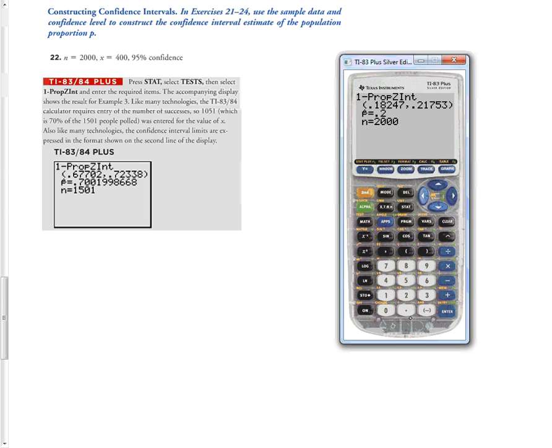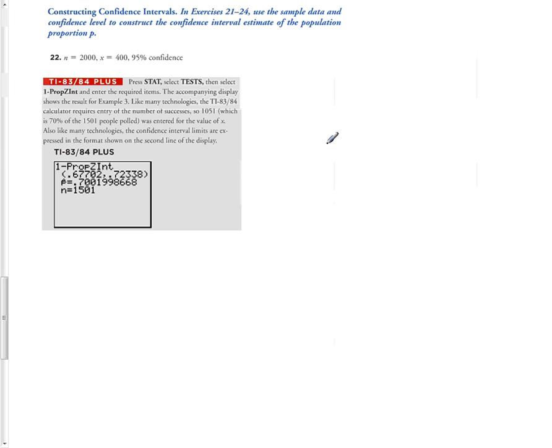And there it is. The calculator actually did all the work for me. It gave me my interval. My interval here actually is 0.18247 to 0.21753. So we want to round that to 3 decimals. So 0.182 to 0.217. So our confidence interval is 0.182 to 0.217. And that's all the work we just did, but the calculator did it all for us. All right.